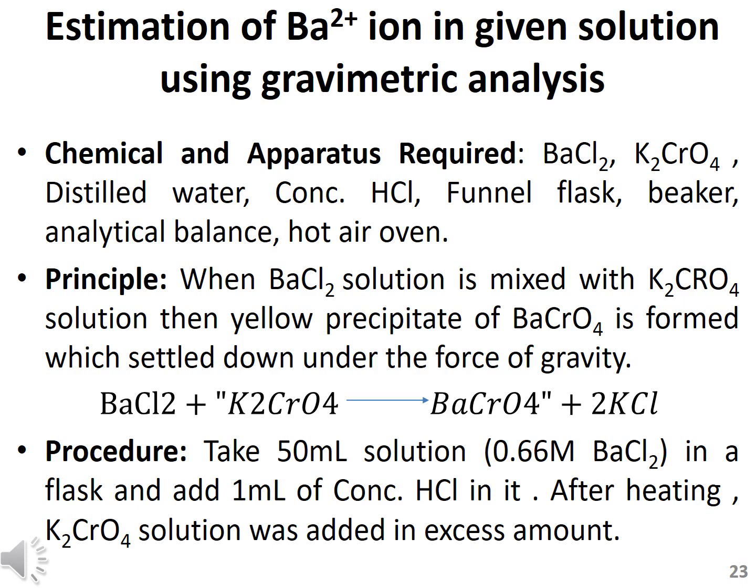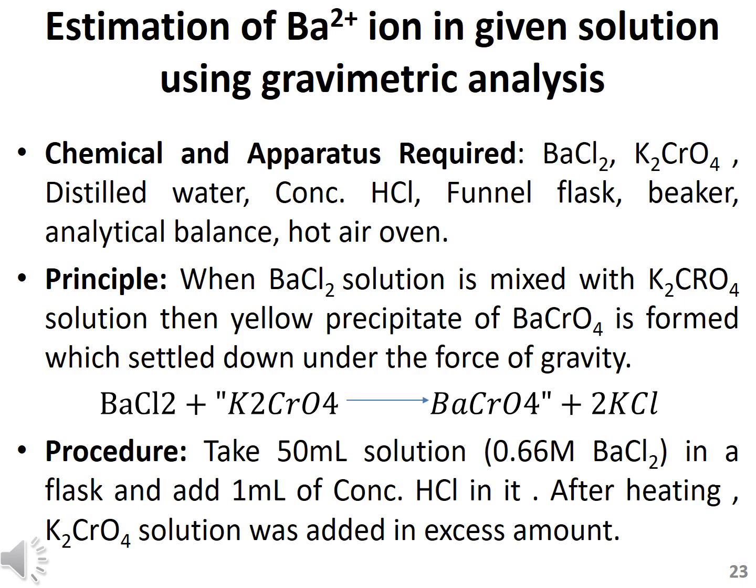The principle of this gravimetric analysis is that when the barium chloride solution is mixed with potassium chromate, the barium ion of the barium chloride will react with the chromate ion of the potassium chromate, and barium chromate will be formed. The color of the barium chromate precipitate is yellow, and this yellow precipitate will settle down under the force of gravity. The equation is given here in this slide.